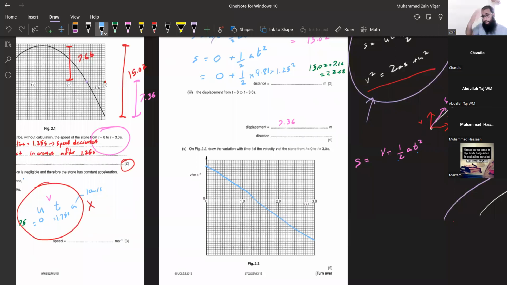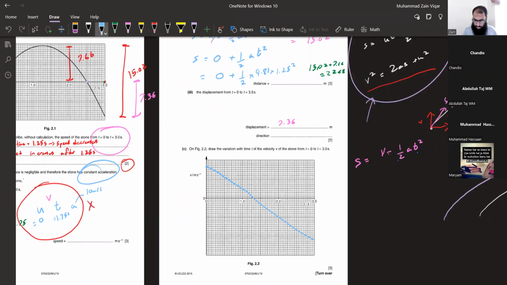The reason why it's a straight line and not a curved line is because the gradient of this line represents acceleration, and they've told me in the first part that acceleration is constant. So that's why we do it like this. I don't need to start the graph with a value. They've not labeled the y-axis, so I can just do it as I wish.